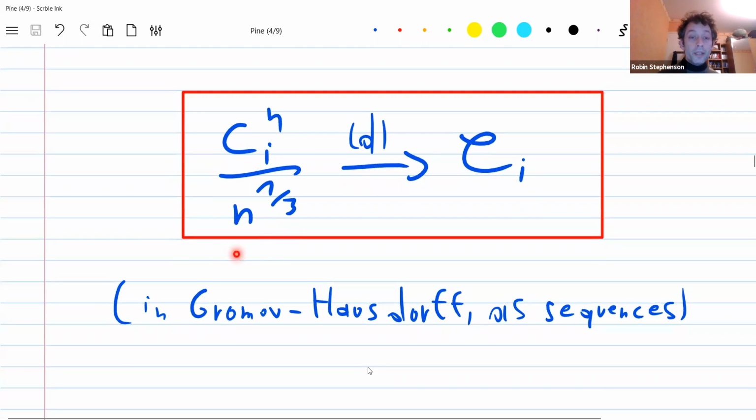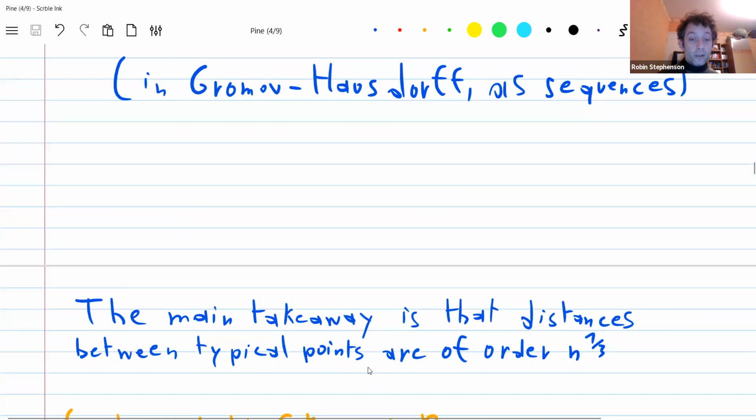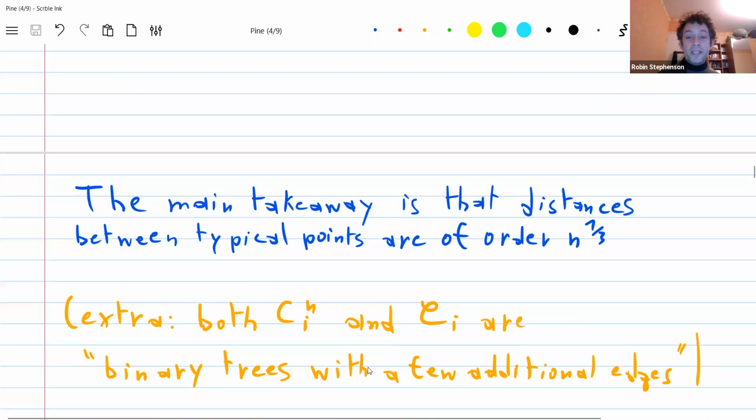So if you're a bit spooked out by this Gromov-Hausdorff convergence, the main thing we actually need to take away from that is that the typical distances in my connected component are of order n to the power 1/3. So if I take two random points in CIN, then their distance should be about of order n to the power 1/3. That's more or less enough information for us here.